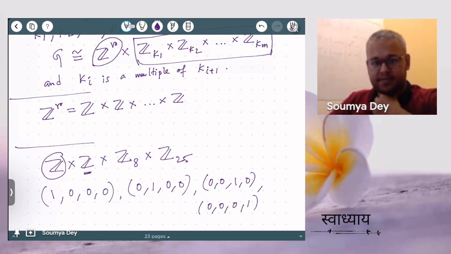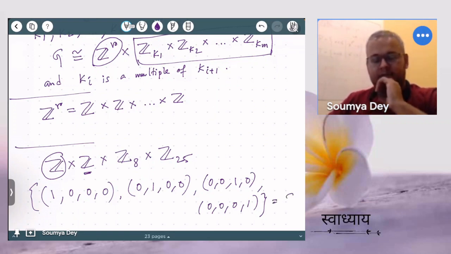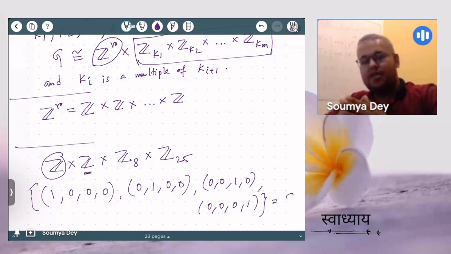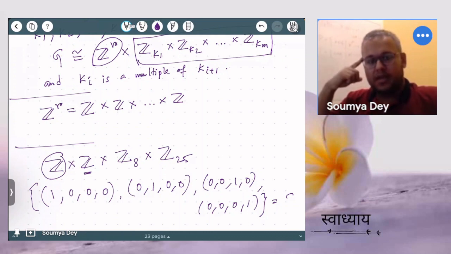I think for the other components we take the identity. Like here we take the number one which generates Z, and then we took the other parts as identity, meaning 0. Yes. So this will generate your group. So whenever you have a direct product, you can do this. For each component, you just take the generator for that component and put others as identity.